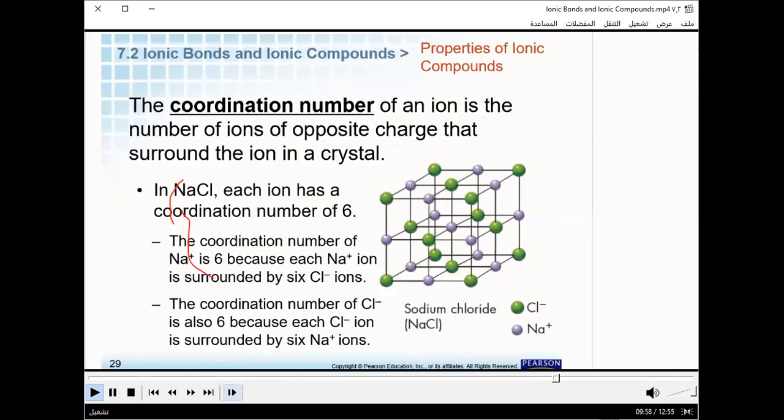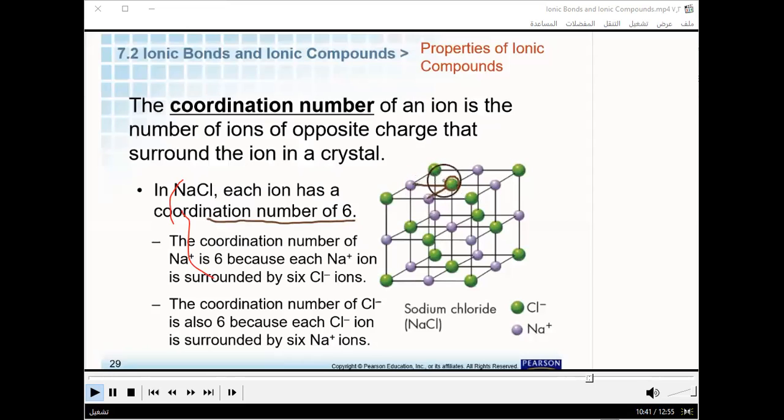Our textbook discusses a term called coordination number to show how the positive and negative ions are arranged in these crystal patterns. The coordination number of an ion is the number of ions of opposite charge that surround the ion in a crystal. So in sodium chloride, each ion has a coordination number of 6. In this drawing, the purple circles are the sodium cations, the green dots are the chloride anions. If you focus on this green chloride ion here, it is surrounded by 6 ions of the opposite charge.